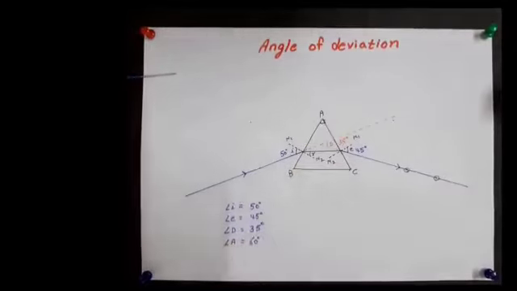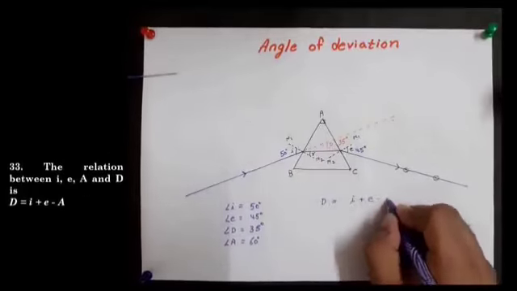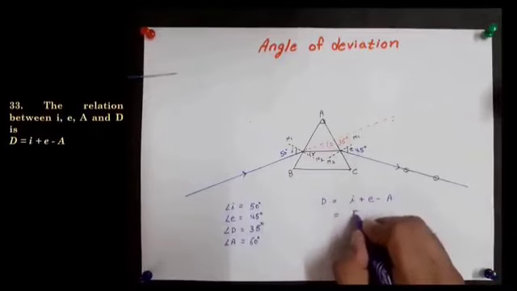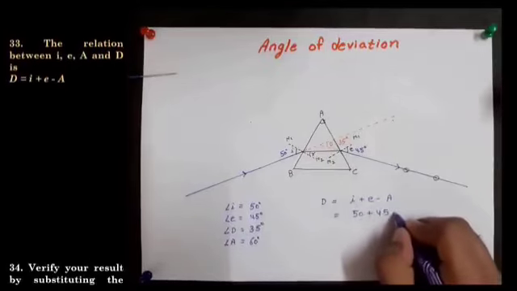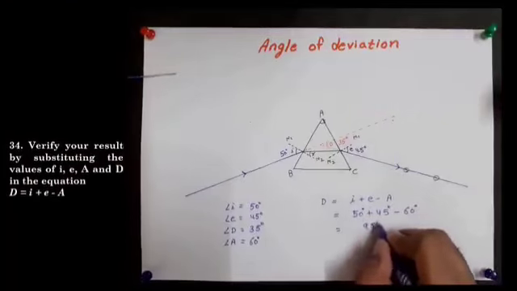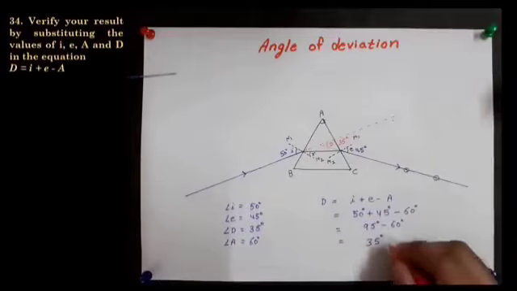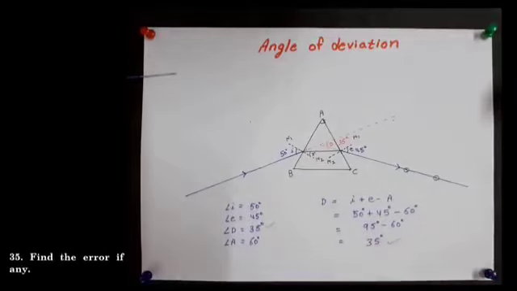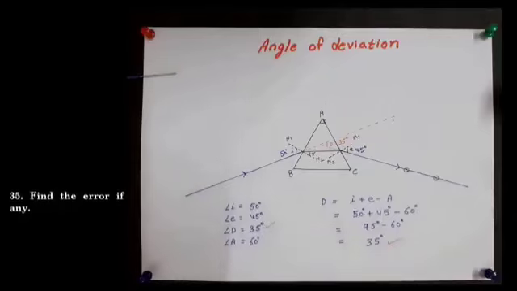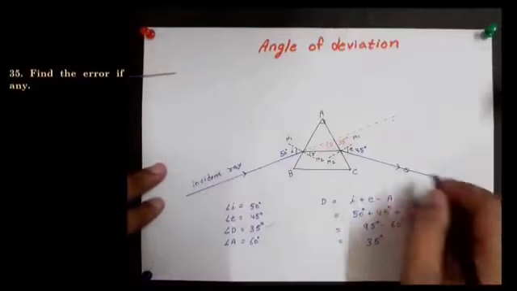The relation between the angle of incidence, angle of emergence, angle of prism and angle of deviation is D equals I plus E minus A. You can verify your result by substituting the values of I, E, A and D in the equation given below. That is, D equals I plus E minus A. Find the error, if any.